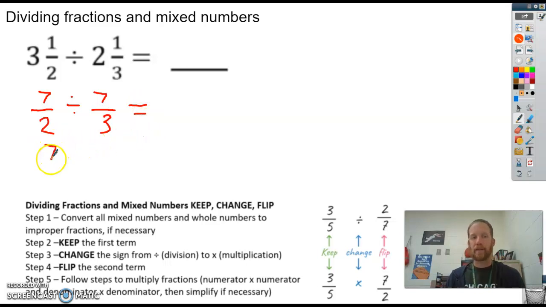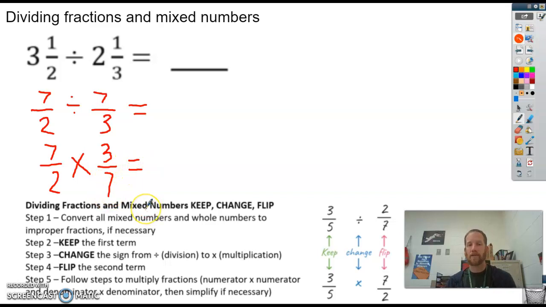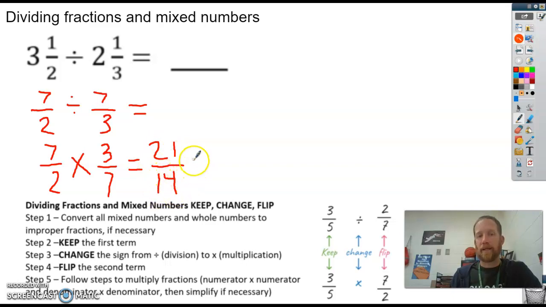The second thing I'm going to do is keep my first term. Now I'm on step 3, I'm going to change from division to multiplication, and then I flip 7/3 because 3/7 is the multiplicative inverse. And so now at this point, I applied my keep, change, flip strategy. I can now multiply like I would for any fraction, numerator times numerator, denominator times denominator.